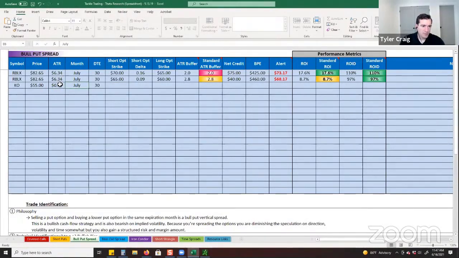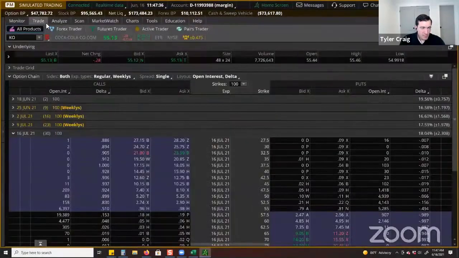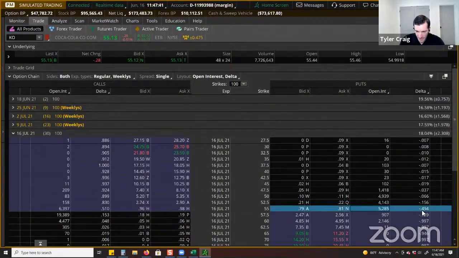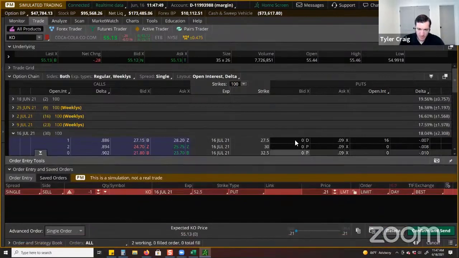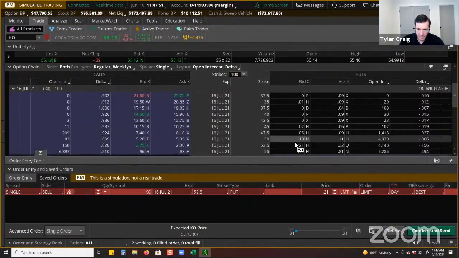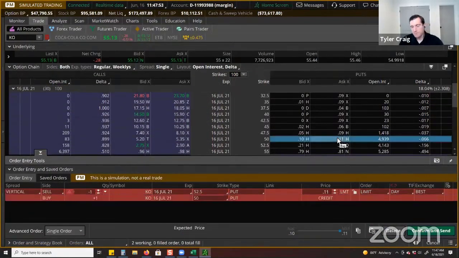I mean, come on, it moves 1/10 the amount of Roblox, right? So, all right, what am I going to sell for a credit spread here? Well, I don't want to sell a 50 delta, I'll tell you that. So it looks like I'm going to have to sell a 15 delta and I'll round it up. So we'll call it a 16 delta. I'm going to sell that. That's the 52.50 strike. And then I'll buy the 50 strike.